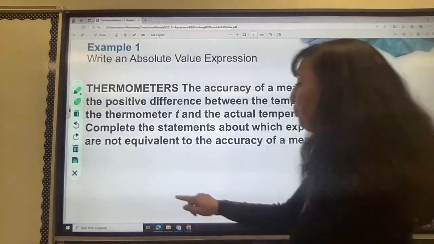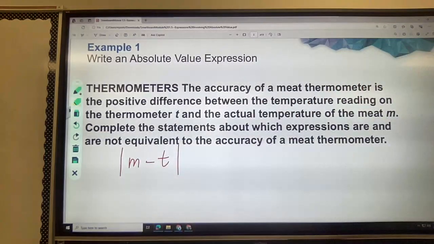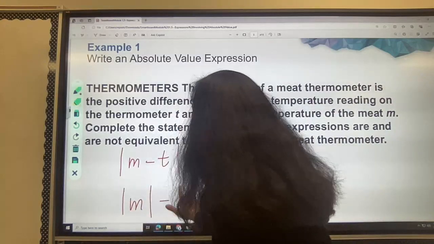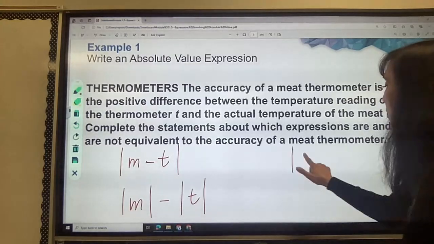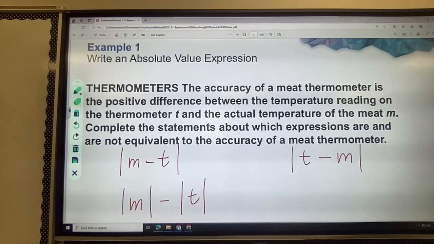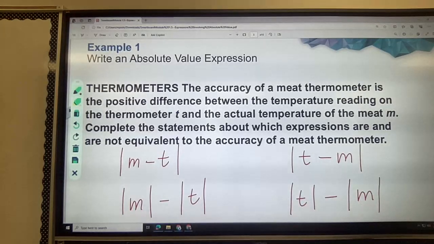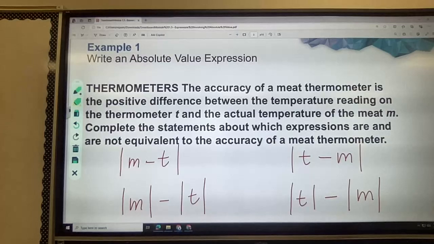Okay, so I'm going to write out the absolute value of M minus T. I'm going to write the absolute value of M minus the absolute value of T. And I am going to write the absolute value of T minus M. And I'm going to write the absolute value of T minus the absolute value of M. So I have put 4 different expressions and we are going to look at which of these are correct. So let's look at the first one.